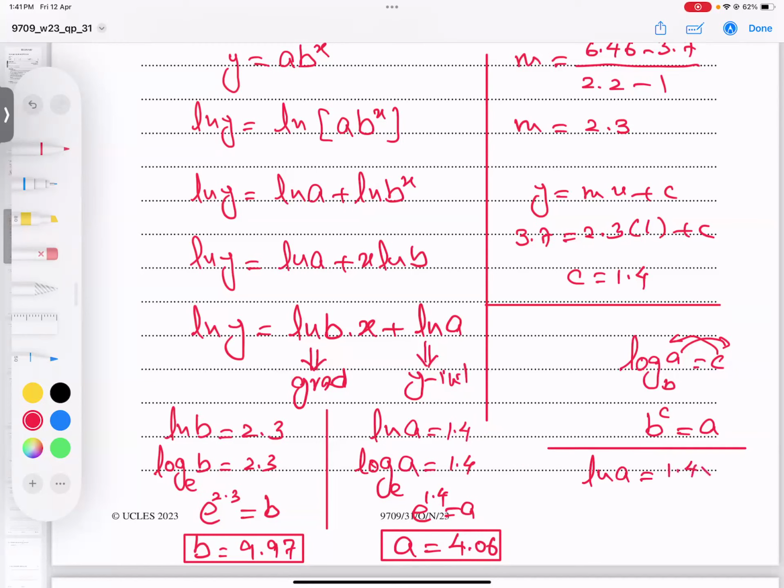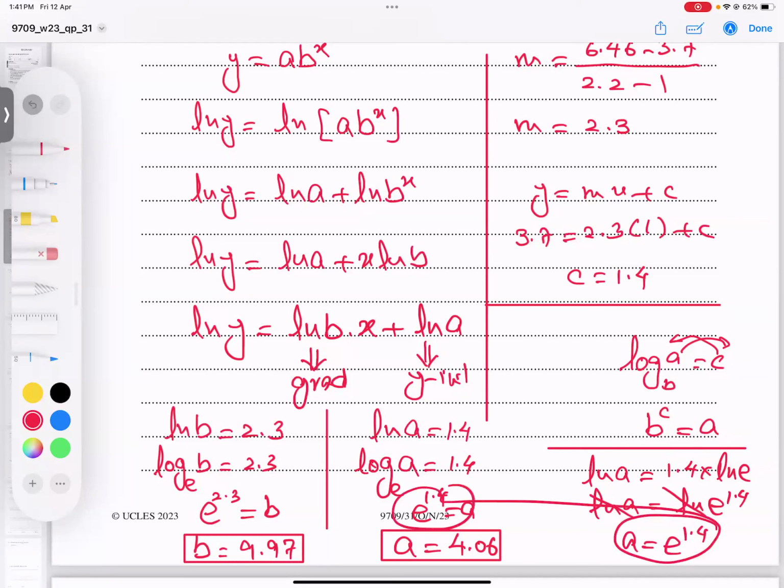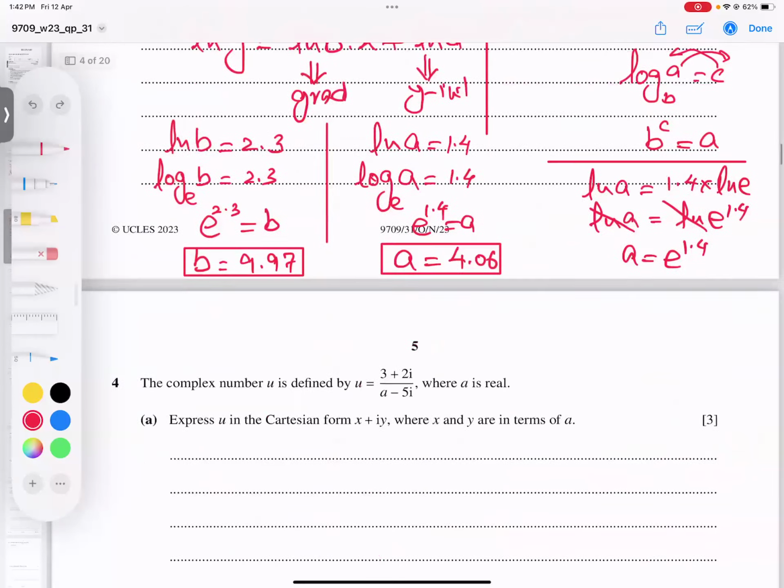In our second method, for example, I have ln of a equals 1.4. 1.4 I can write as 1.4 times 1, and 1 I can replace by ln e because ln e is 1. And 1.4 can go in the power, so it will become like this. Ln cancels, and I get the same working which I got here. So this is the second method. I believe you've understood both ways. Alhamdulillah rabbil alameen, and let's go for the next question.